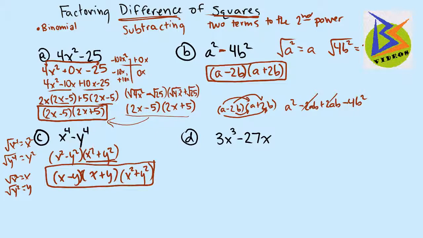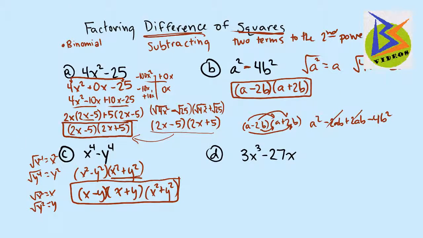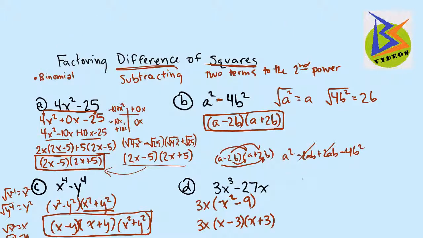All right, for this final problem, we don't have a square root of 3 or of x cubed, and we don't have a square root of 27x. But we can pull out a greatest common factor. I'm going to pull out a 3x, and I'm left with x squared minus 9. Now we notice that inside our parentheses it's a difference of squares. The square root of x squared is x, and the square root of 9 is 3, so we get x minus 3 times x plus 3. Then we need to drop down the factor that we pulled out originally. We look and say, nope, we can't do anything more, so we are done.